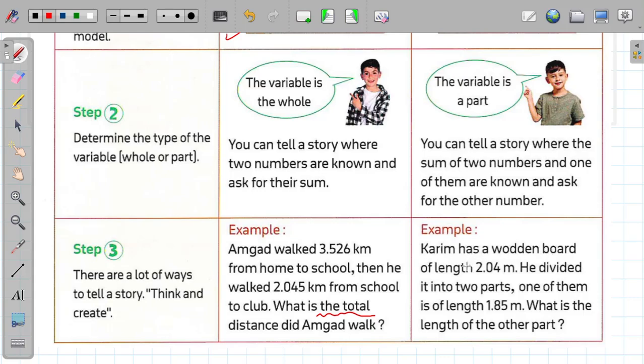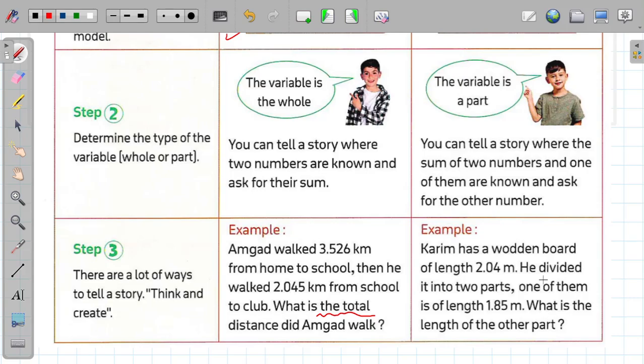has a wooden board of length 2.04 meters. He divided it into two parts. One of them is of length 1.85 meters. What is the length of the other part? So I ask here about the remaining part. So I want to find the difference between the two numbers.